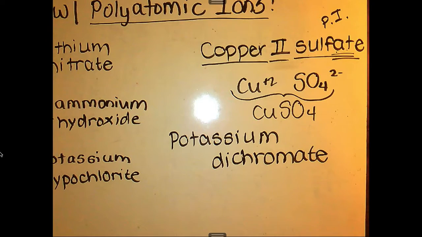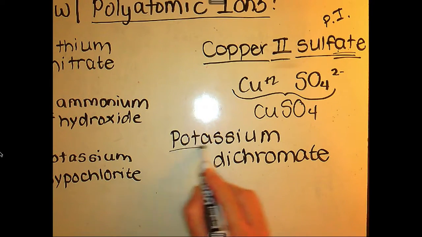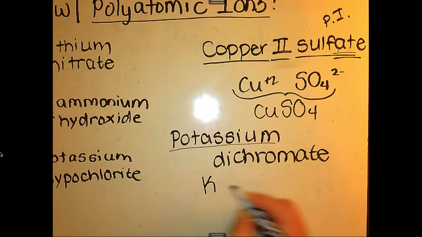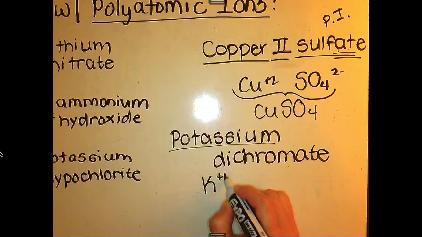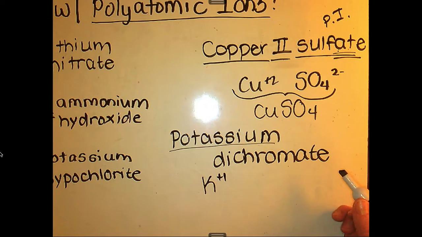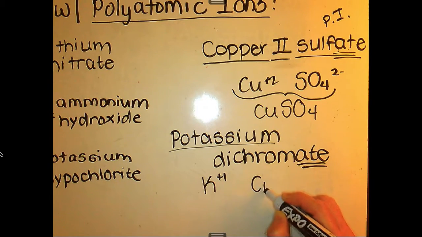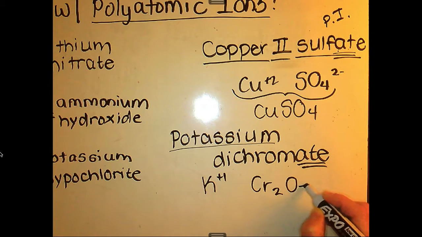Let's take a look at this next one, potassium dichromate. Again, we know that potassium is represented by a K and it has a positive 1 charge. Dichromate. You're sitting there going, I have no idea what element that is. Okay, well, you don't have to because it ends in ATE. Look at your chart and find dichromate. And when you find dichromate, you're going to see that it is Cr2O7 with a negative 2 charge.